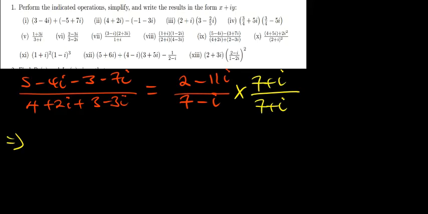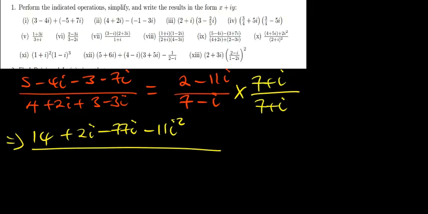So I'll start. 2 times 7 is 14. Then 2 times i is plus 2i. Negative 11 times 7 is negative 77i. Negative 11i times i is negative 11i squared. The down part, just square the one having negative. If you're multiplying this by its conjugate, you square the one having negative. So in this case, I'll square that.